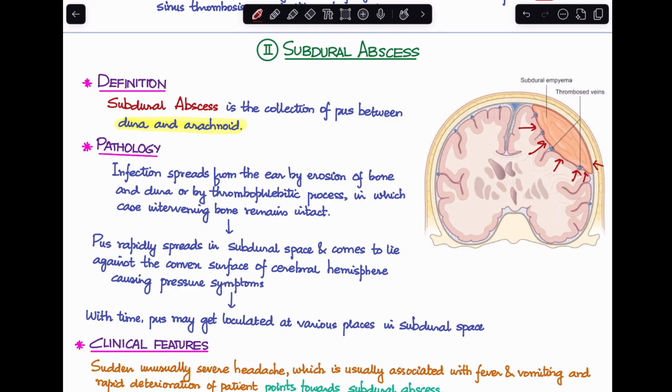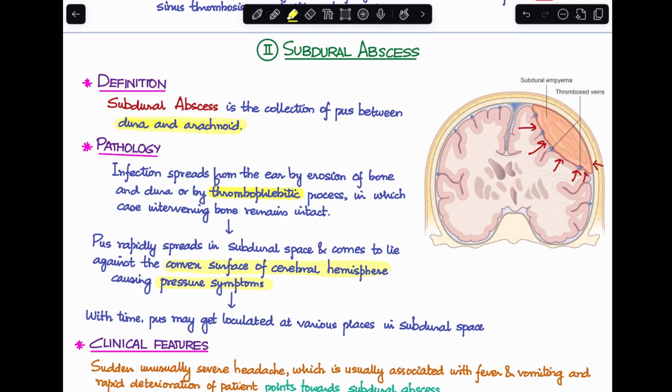Now, the pathology of this disease is the infection in the ear. It starts spreading by either erosion of bone and dura, or it goes via the thrombophlebitic process, in which case the bone will be intact. Now, once it reaches the subdural space, it comes to lie in contact with the convex surface of the cerebral hemisphere, and it starts causing pressure symptoms over here. And over a long period of time, the pus may get loculated at various places inside the subdural space.